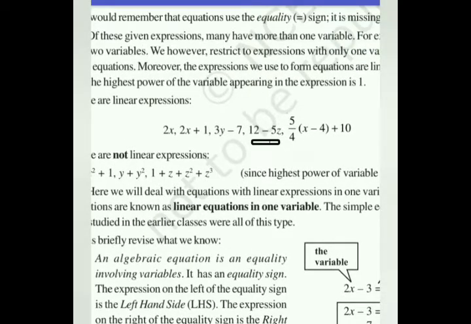We can easily see that in 2x, x has the power 1. So 2x is a linear expression. In the next, 2x plus 1, x is a variable and x has power 1. That's why 2x plus 1 is a linear expression. In our third example, 3y minus 7, y is a variable and y has power 1. That's why 3y minus 7 is a linear expression. Next is 12 minus 5z. In this example z is a variable and z has power 1. That's why 12 minus 5z is a linear expression.